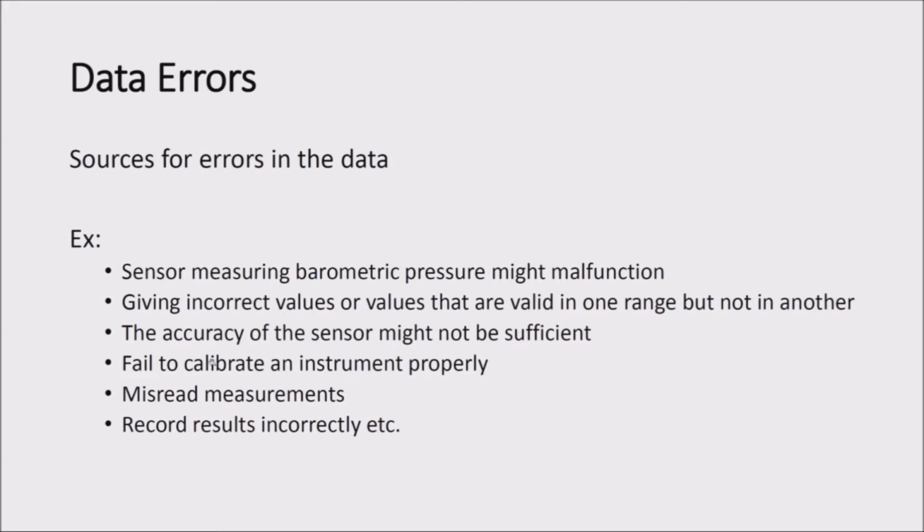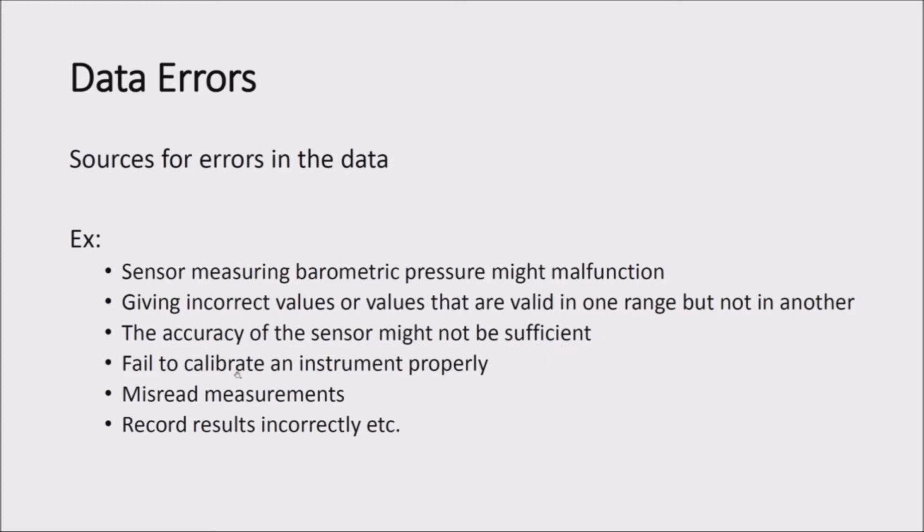Okay, so giving incorrect values, values that are not in the right range, can happen in some devices. This is something related to overflow and underflow matters. We'll look at that as well. The accuracy of a sensor might not be sufficient, which means the calculations are not handled in depth. That is when it comes to floating point operations, and we're going to look at that.